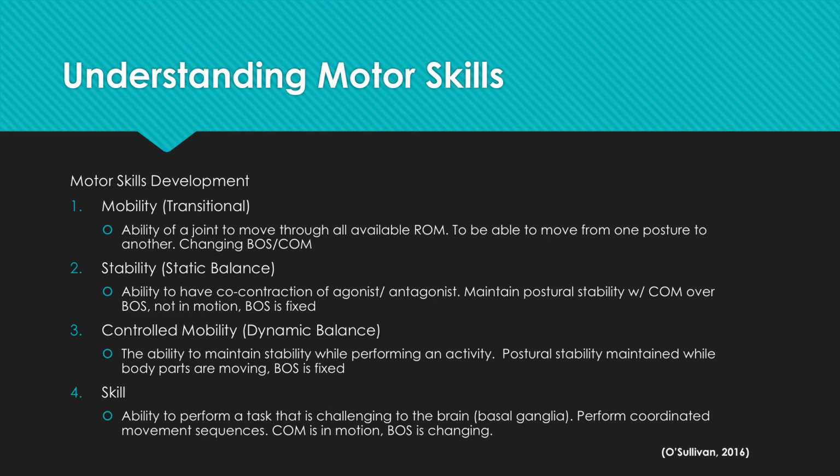After this task is accomplished, the next developmental skill acquired is stability, needed for static balance. This is the ability to have co-contraction of agonist and antagonist muscles that help elicit and maintain postural stability with the center of mass over the base of support. Static balance is balance that is not in motion, and the base of support is fixed.